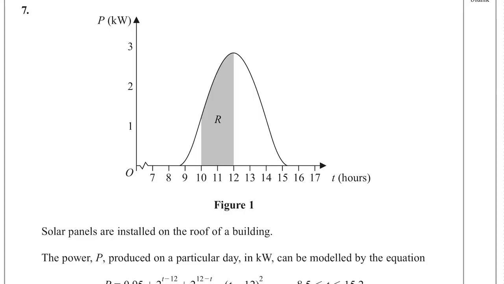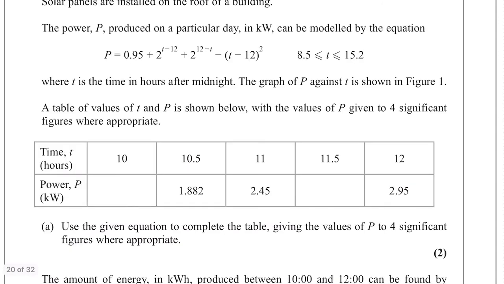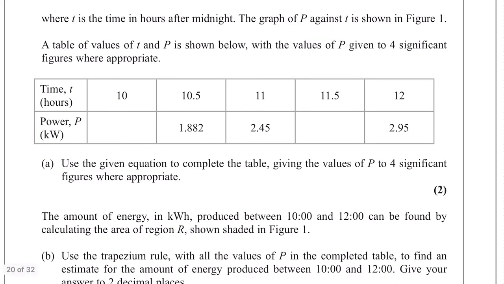Here's problem 7. Solar panels are installed on the roof of a building. The power P produced on a particular day can be modeled by this equation, where T is between 8.5 and 15.2, and T is the time in hours after midnight. The graph of P against T is shown in figure 1, which is this one. A table of values of T and P is shown below, with the values of P given in 4 significant figures where appropriate here. And in problem A, we have to use the given equation to complete the table, giving the values of P to 4 significant figures where appropriate.